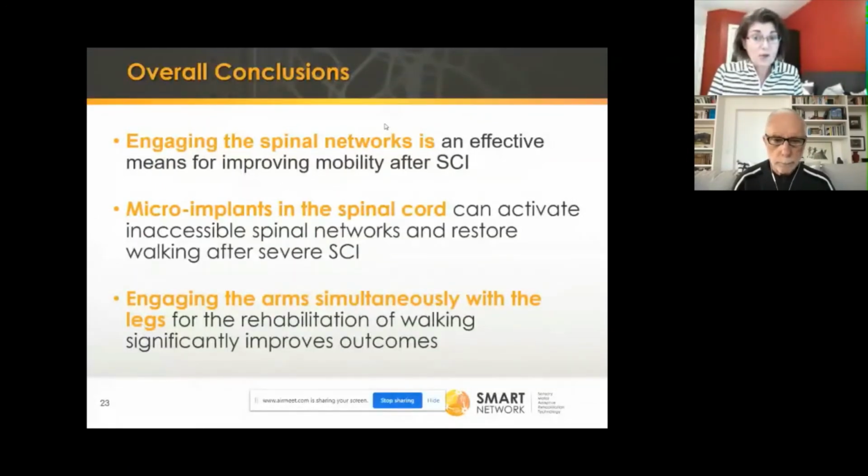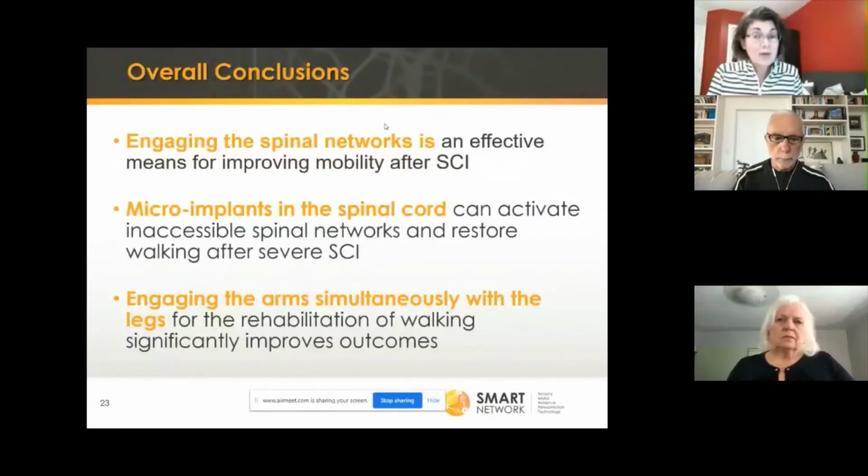Microimplants in the spinal cord can activate otherwise inaccessible spinal networks and restore walking after severe spinal cord injury. Engaging the arms simultaneously with the legs for the rehabilitation of walking significantly improves outcomes for persons with neurological conditions.